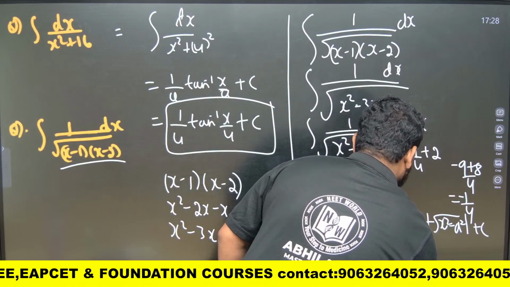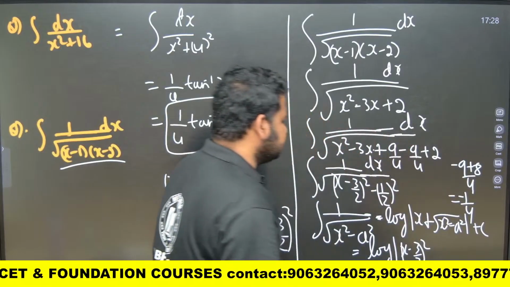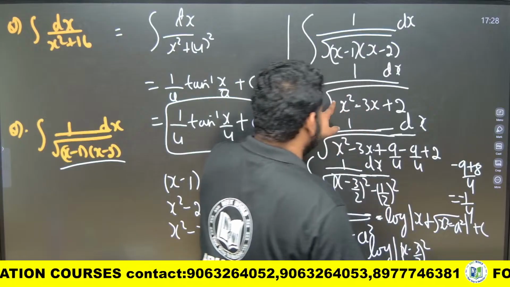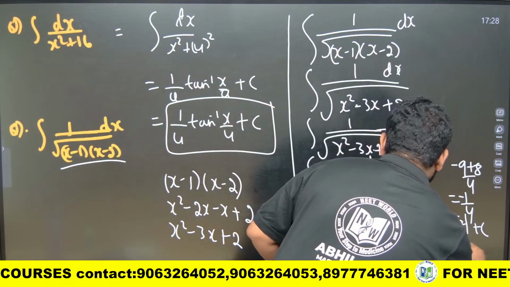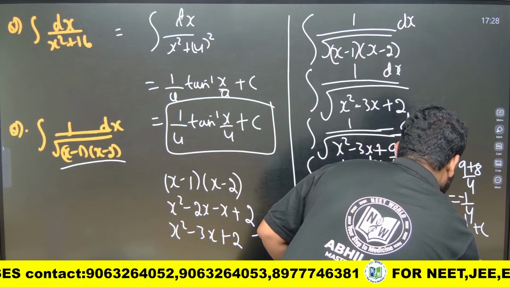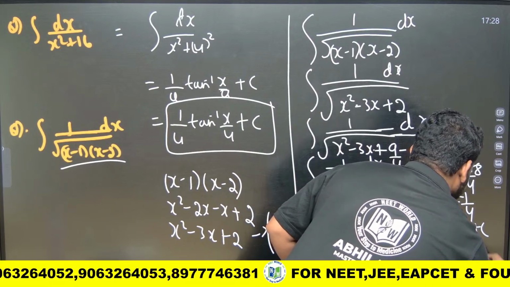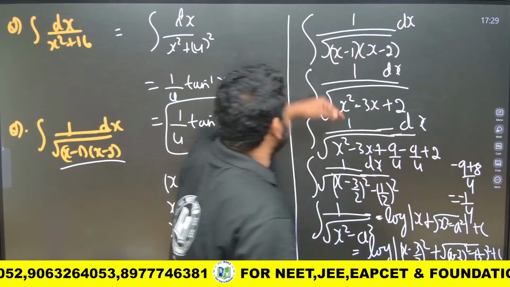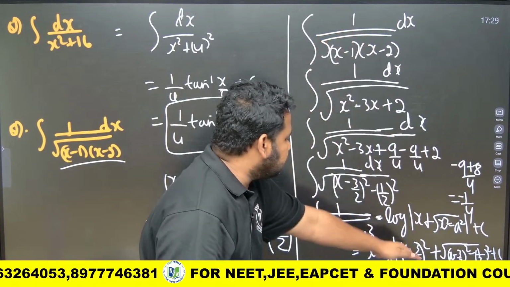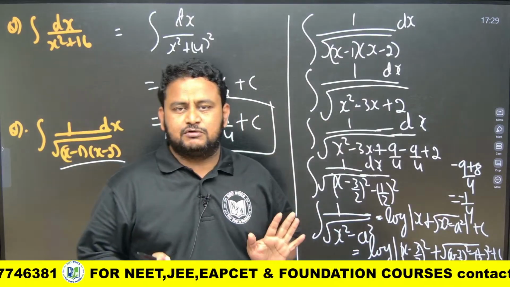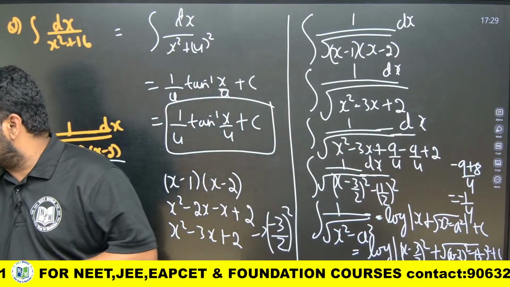So x minus 3 by 2 whole square, plus square root of x square minus a square. I can write x square minus a square as x minus 3 by 2 whole square minus a square. a square is what? 1 by 2 whole square, plus c. This eventually comes out to be this one itself, that you can modify in the last step. This is how you solve this question, friends.